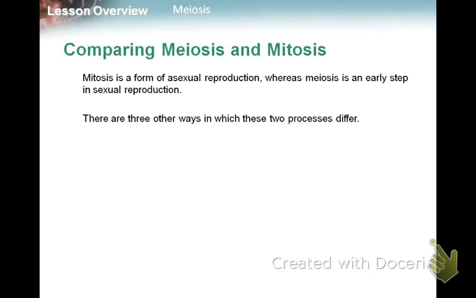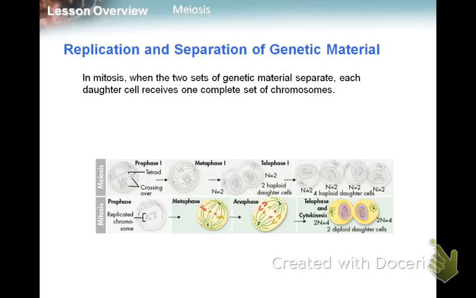What are the differences between, and the similarities between meiosis and mitosis? Mitosis is asexual. Meiosis is an early step in sexual reproduction. There are 3 other ways that these processes differ. It's a great table here.